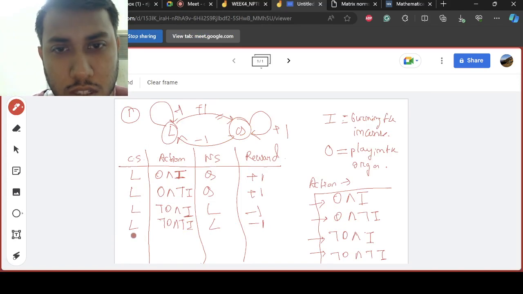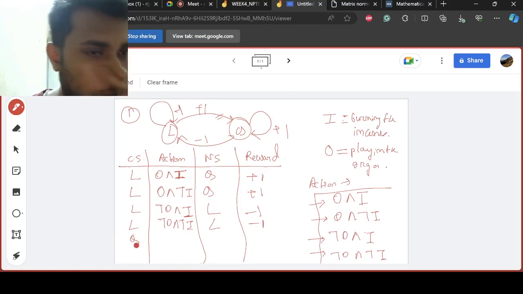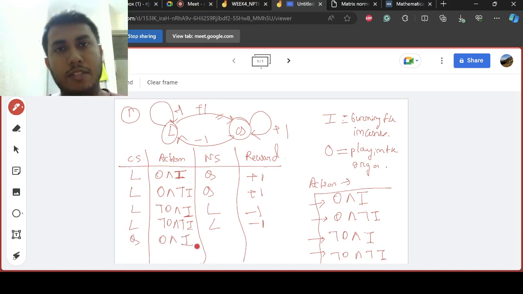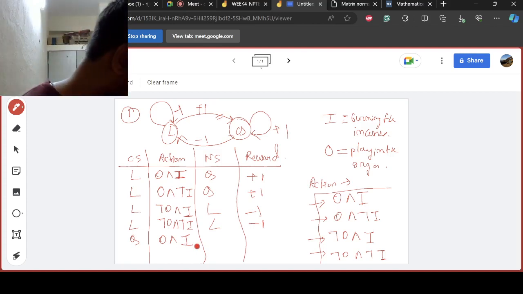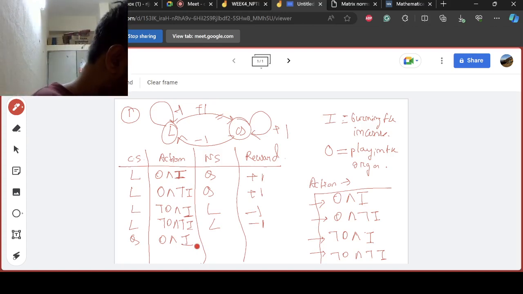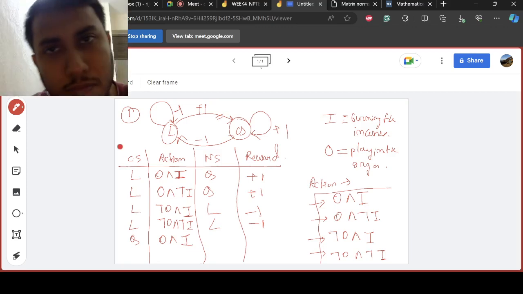Next, let's look at this: you are at Q state and you are playing the organ as well as burning the incense. What state will it be?